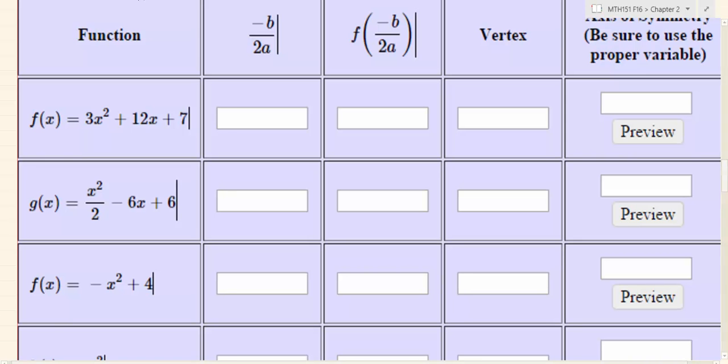I apologize, I don't know where these vertical bars came from. They look like absolute values, but when I did the screenshot, they got put on there.